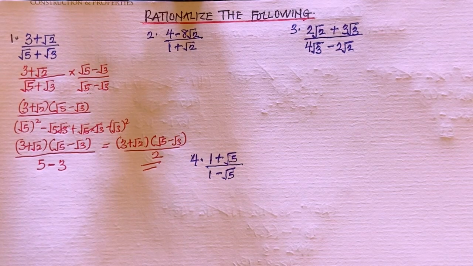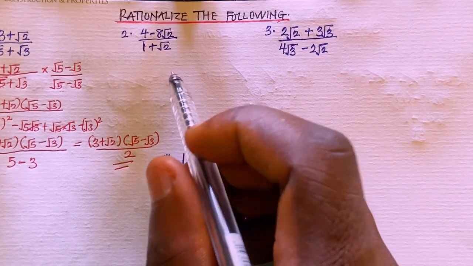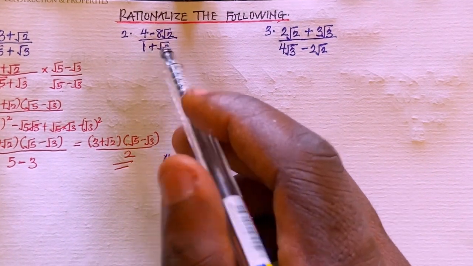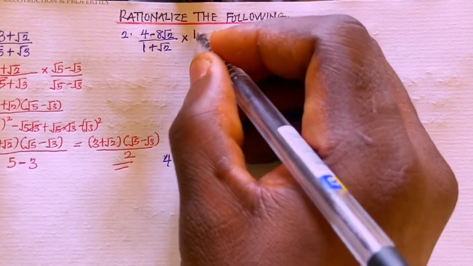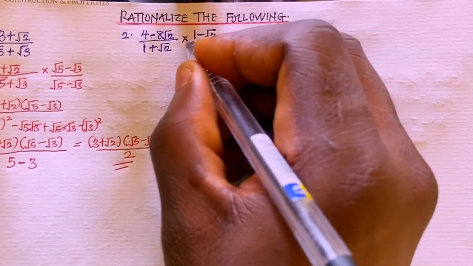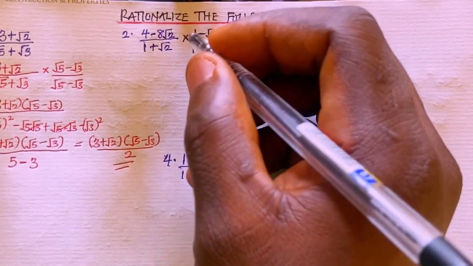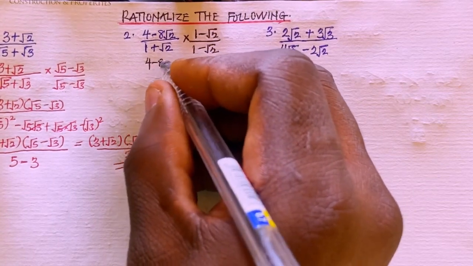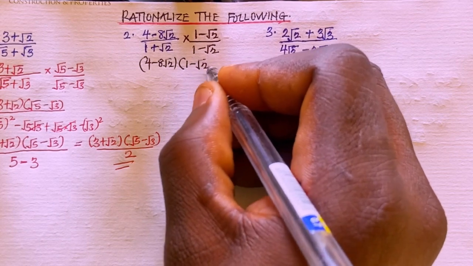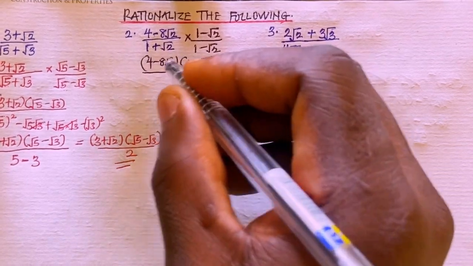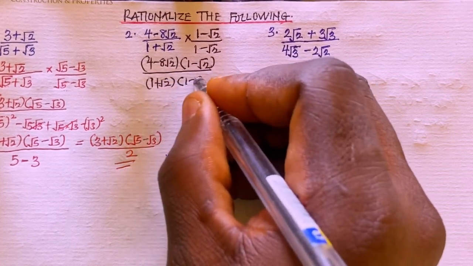The next question I have here is root of 4 minus 8 root 2, plus 1 minus root 2. So here I'm going to rationalize this side with 1 minus root 2, divided by 1 minus root 2. Rationalizing with this, I have 4 minus 8 root 2, in brackets 1 minus root 2, divided by 1 plus root 2, in brackets, again 1 minus root 2.